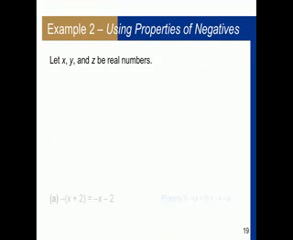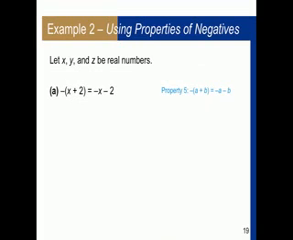Now, we're going to use properties of negatives, and we're going to have x, y, and z to be real numbers, so any number that we can have. And if we have a negative outside of that, that negative gets distributed to the x and to the 2, so therefore we get negative x minus 2.